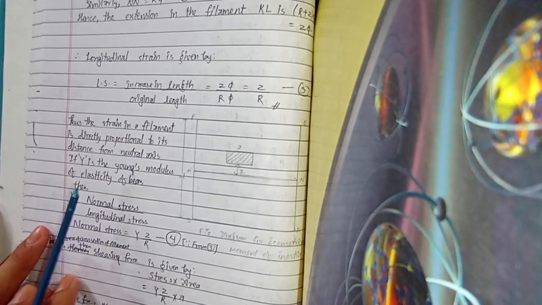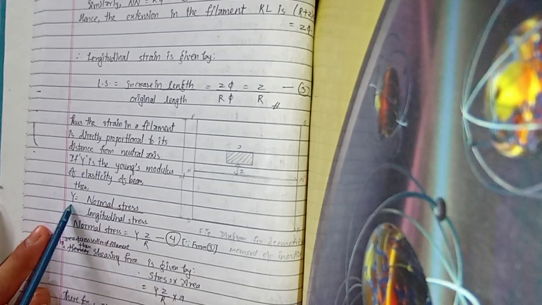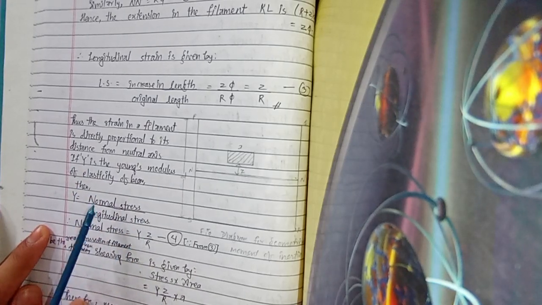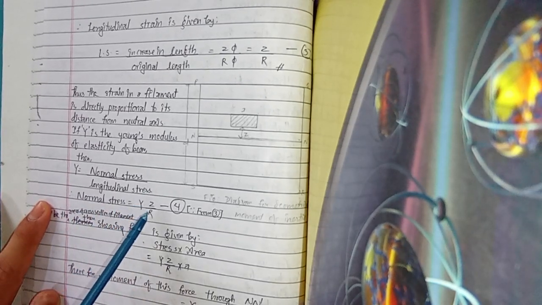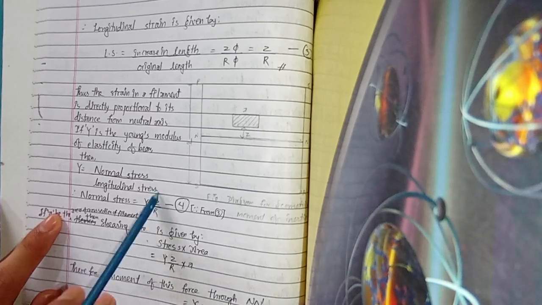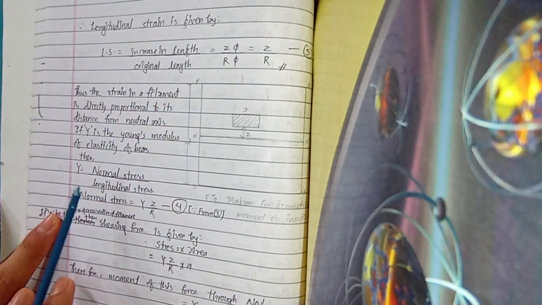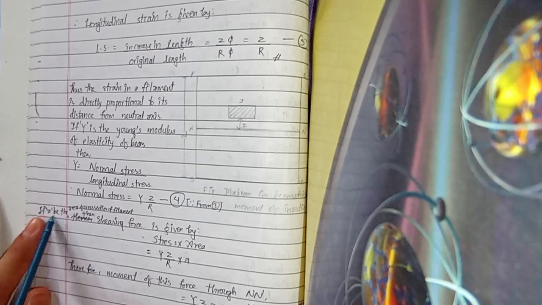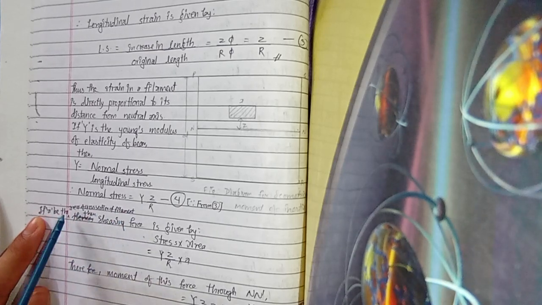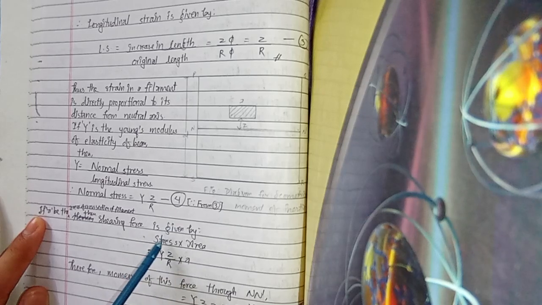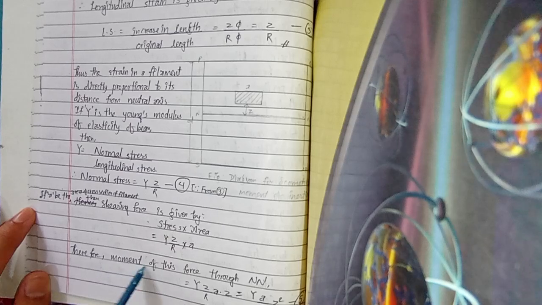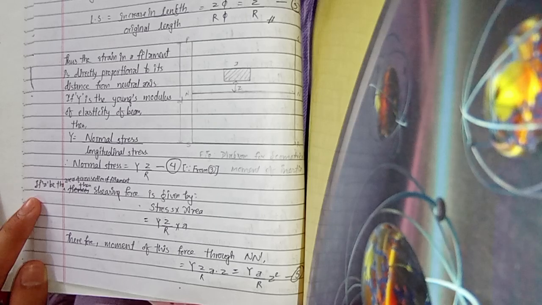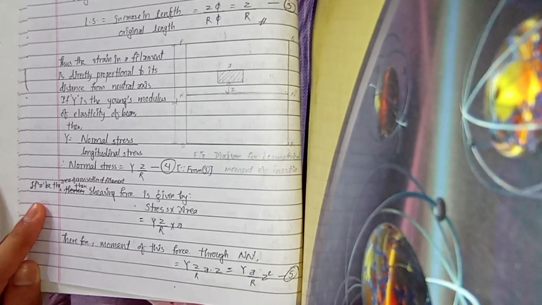If Y is the Young modulus of elasticity of the beam, then Y is equal to normal stress upon longitudinal strain, so the normal stress is equal to Y Z by R, where Z by R we already derived from here as the longitudinal strain. So if A is the area of cross section of the filament, then the force is given by stress into area, and that will be equal to Y Z by R into A. Therefore the moment of this force is equal to Y A by R into Z square.